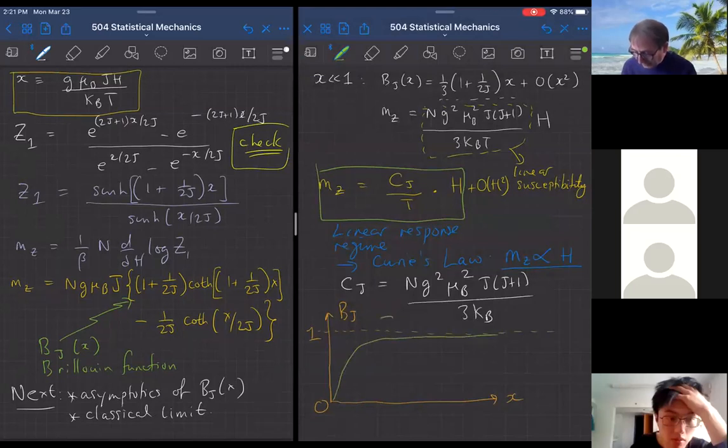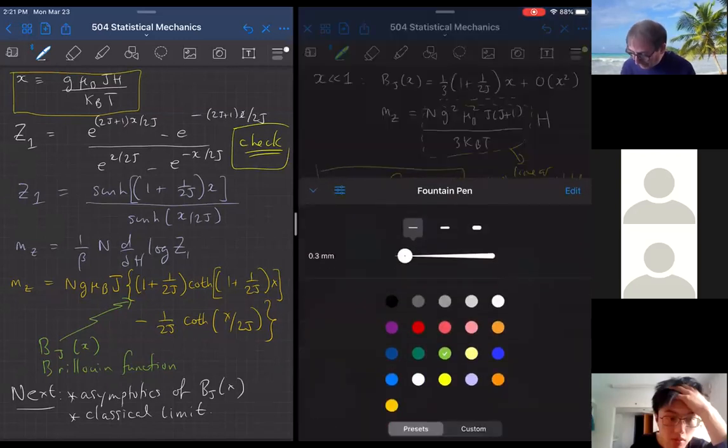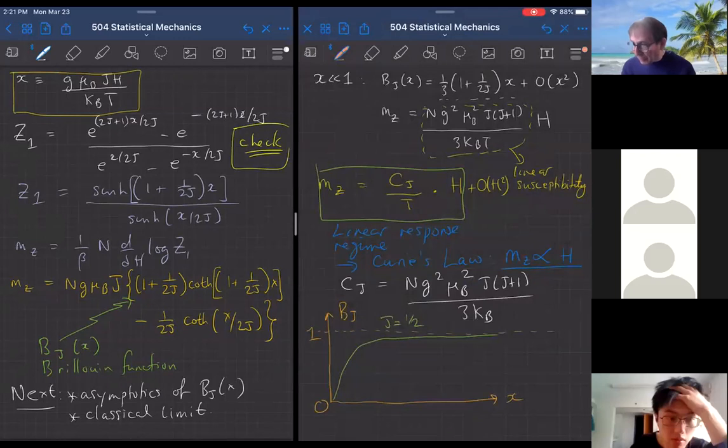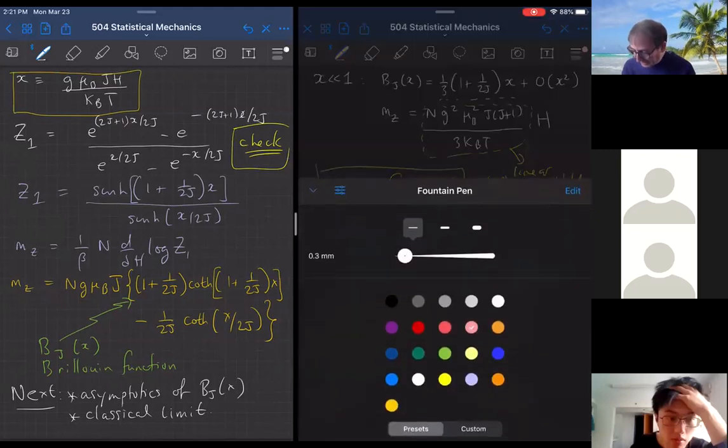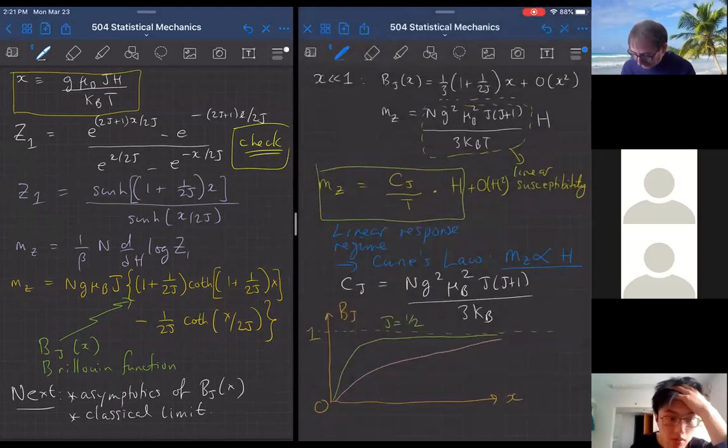So this would be J is 1/2. And then if I want to do, for example, J is equal to 1, that would be something like that. And if I did something like J tending towards infinity, it would look something like this. So that's the behavior.